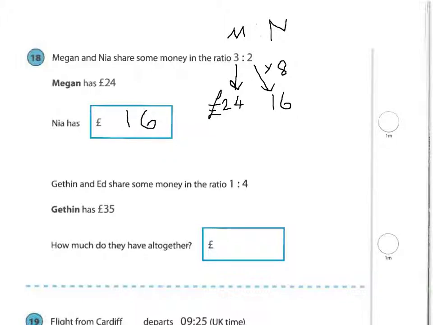and that's the answer to part 1. The second part of this question, Gethin and Ed share some money in the ratio 1 to 4. So Gethin is the first part of the ratio, the 1, and Ed is the second part of the ratio, the 4. It says Gethin has £35. How much do they all have together?